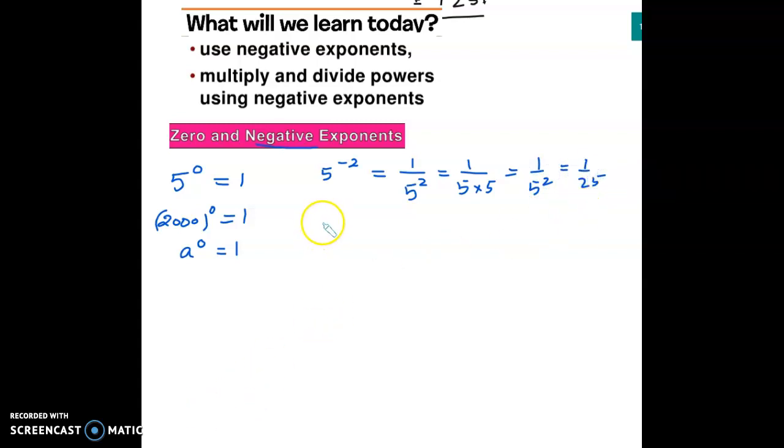Let's look into another example. Let's say if I write 2 to the negative third exponent, so I can write it 1 over 2 to the positive exponent. So it's going to be 1 over 2 times 2 times 2, which is going to be 1 over positive 8.